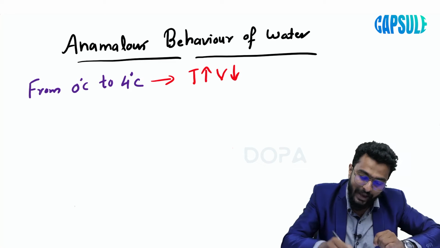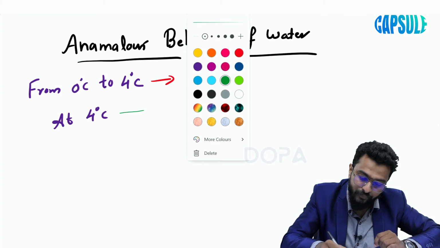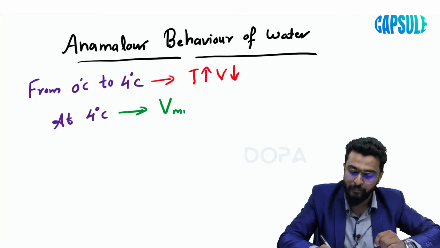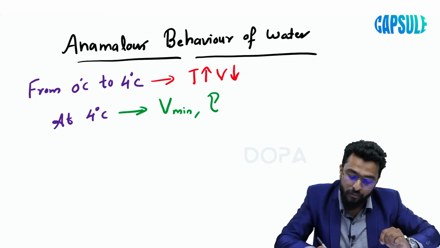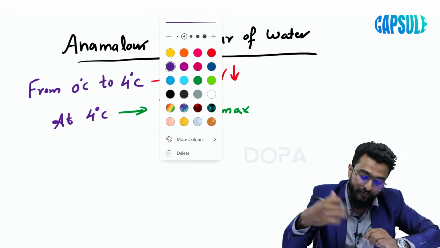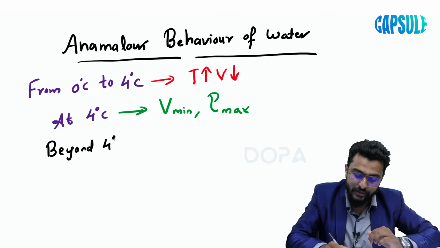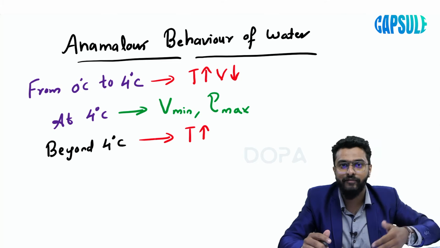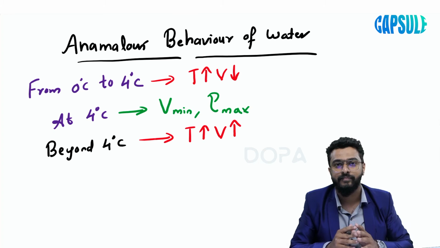That means at 4 degrees Celsius, the volume should be minimum, and at 4 degrees Celsius the water has the maximum density. Got it? Then beyond 4 degrees Celsius, the normal case, when temperature increases after 4 degrees Celsius, the volume also gets increased. Got it?